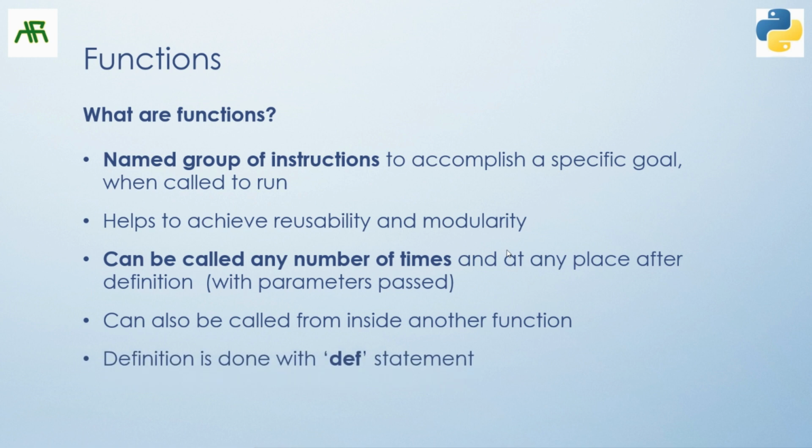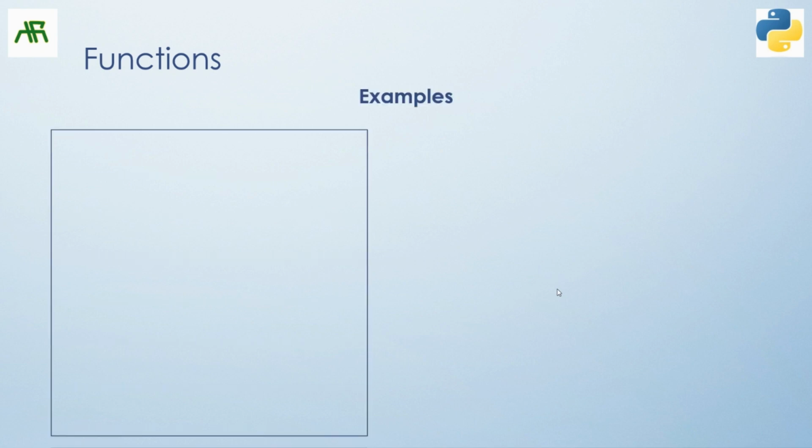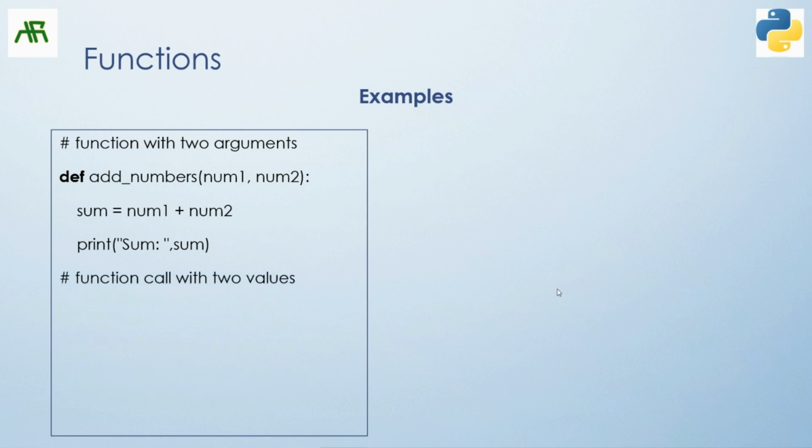And a function is created with the definition statement def. We'll look at some examples for functions, basic functions. Function with two arguments. I'm defining a function for adding two numbers. def add_numbers(number1, number2), and the sum is number1 plus number2. And I'm printing the sum with the text "sum is" and the resultant number.